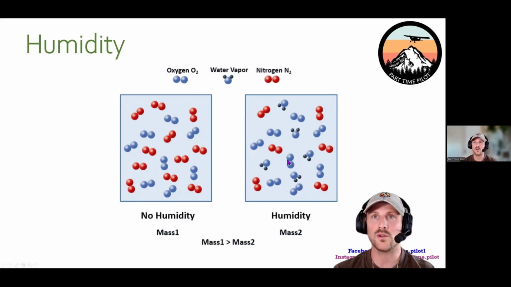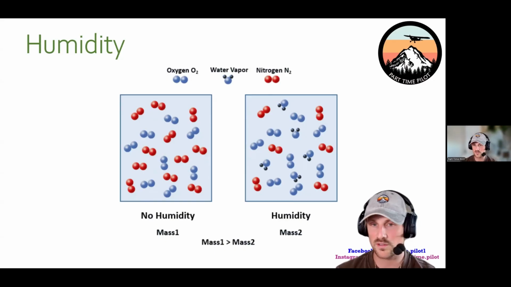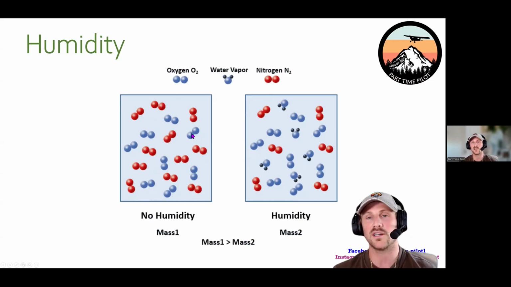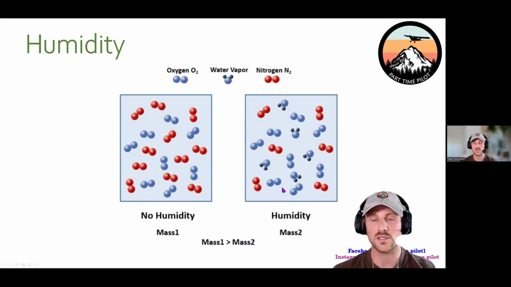When you're humid, you're replacing nitrogen and oxygen, which are heavier molecules, with water vapor. Water vapor also doesn't have combustion properties. We don't like to light that on fire. We like to light oxygen on fire. So that's also why our combustion goes down. Does that make sense, Cole?